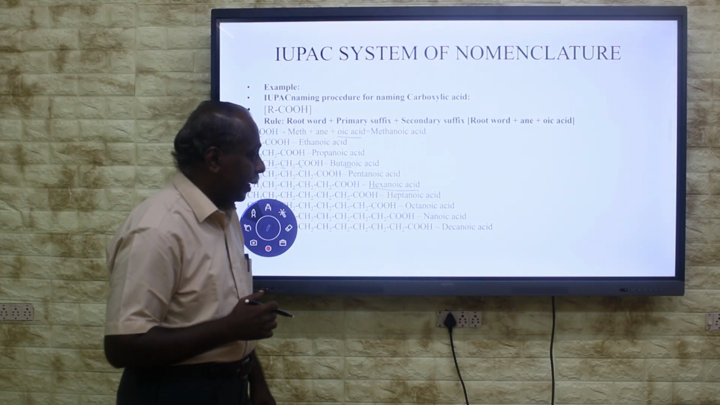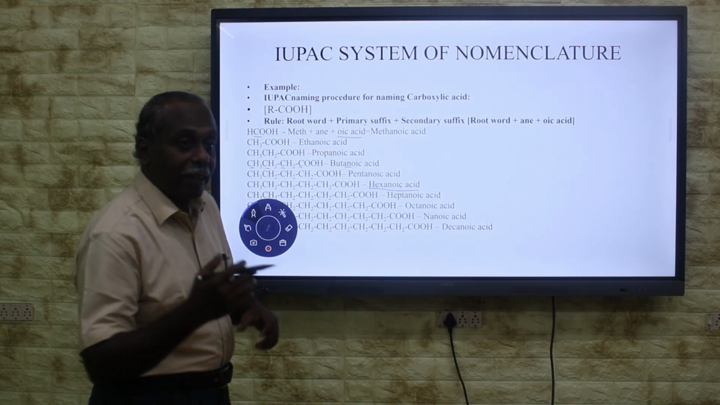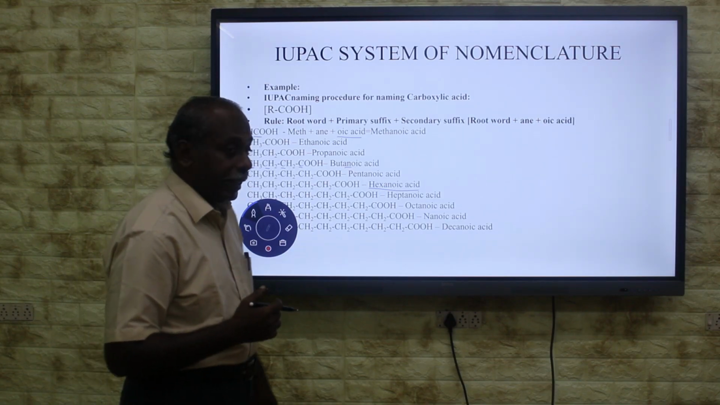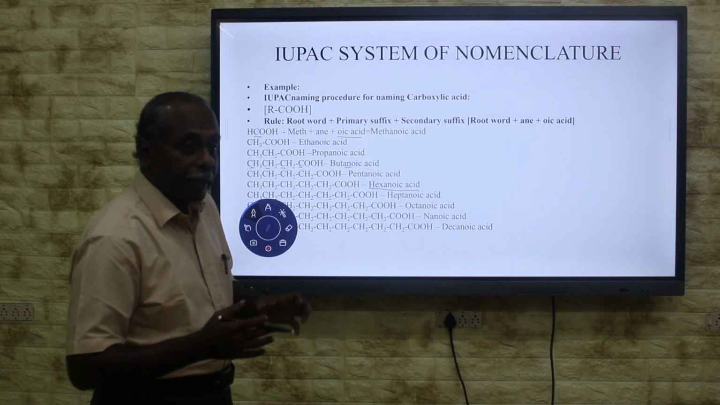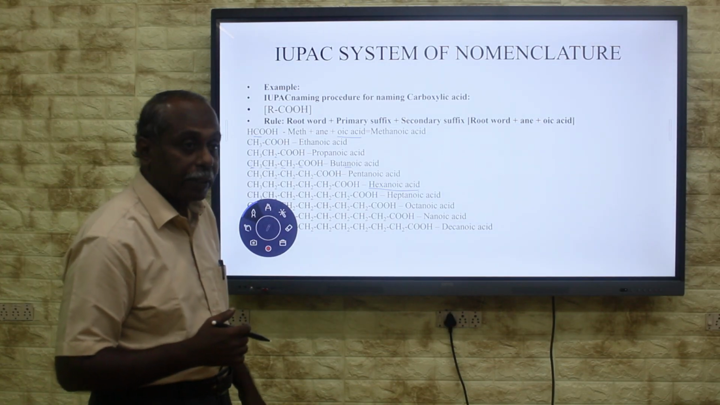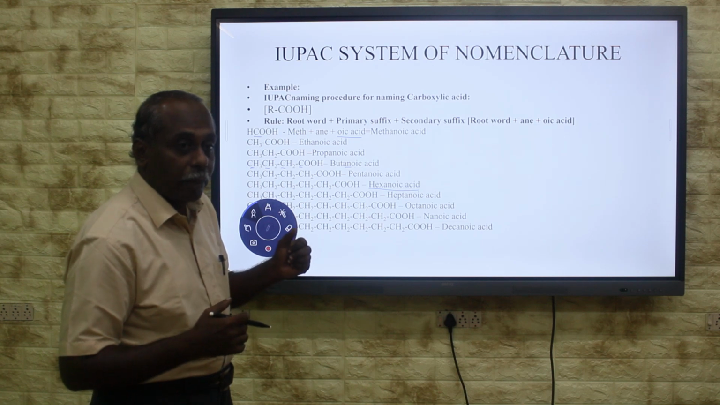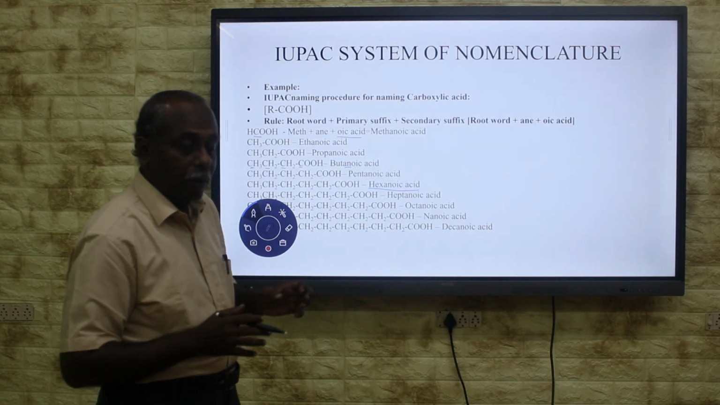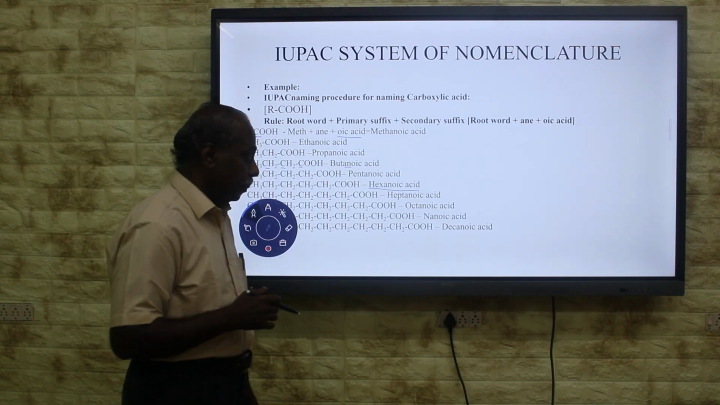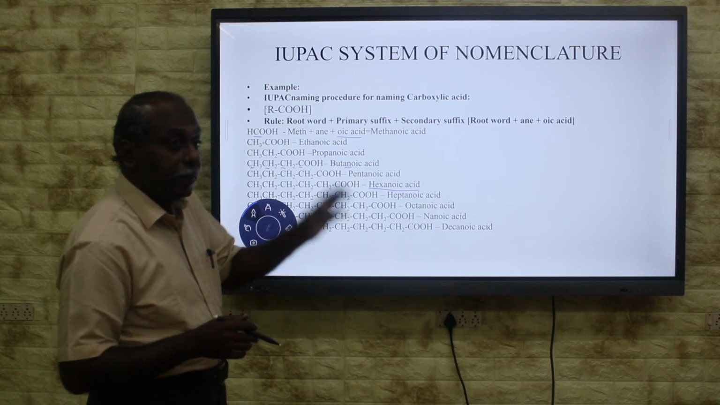Then nonanoic acid, it is a 9 carbon carboxylic acid. Pelargonic acid is the trivial name of this compound. Then decanoic acid, 10 carbon will be there. Here capric acid is the trivial name of this compound. These are found in the coconut. The 6, 7, 8, 9 and 10 carbon carboxylic acids are found in the coconut. In that manner we are going to write the trivial name also.